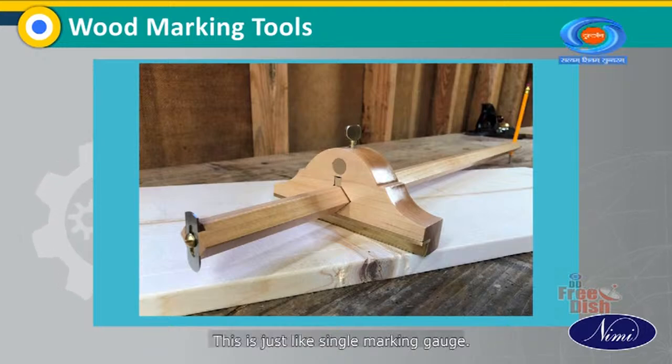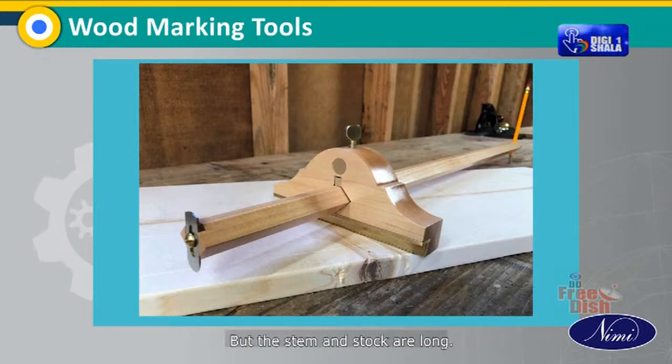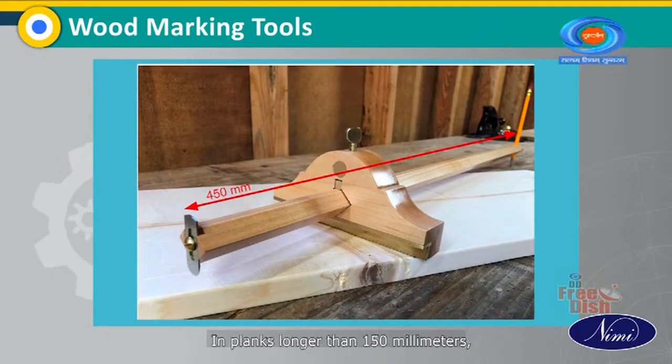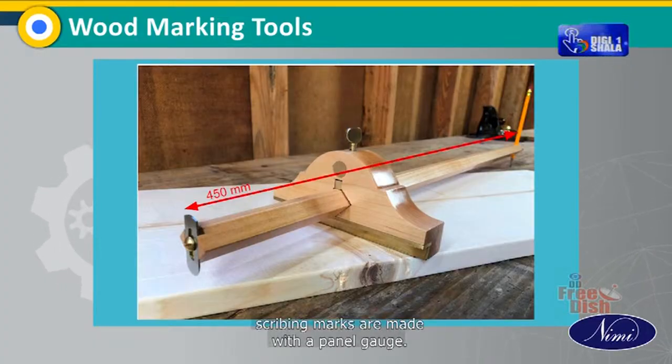Panel gauge. This is just like a single marking gauge, but the stem and stock are long. The length of the stem is 450 mm. In planks wider than 150 mm, scribing marks are made with the panel gauge.